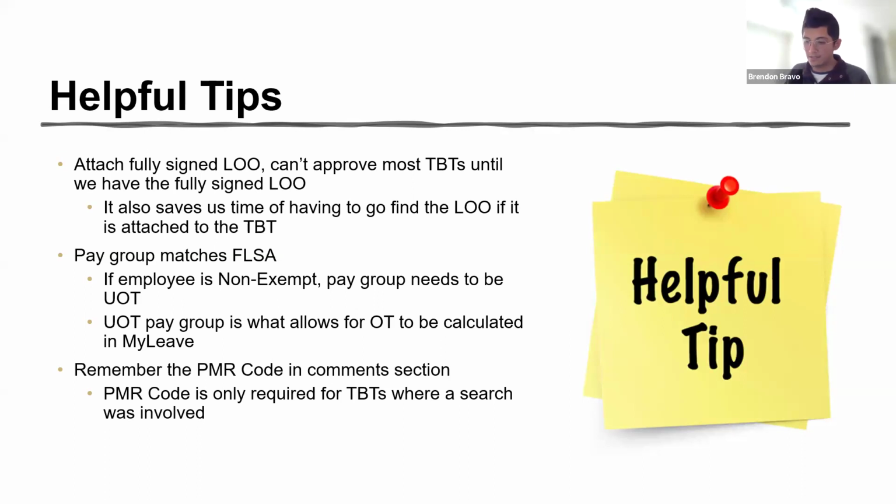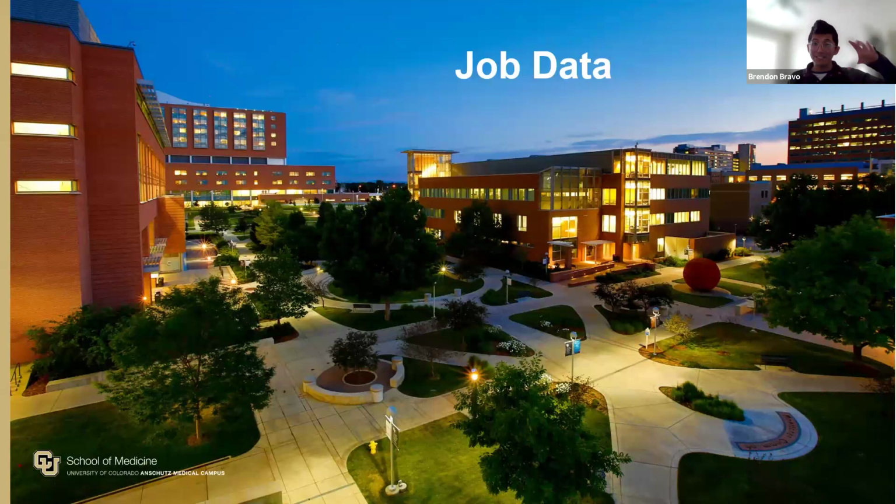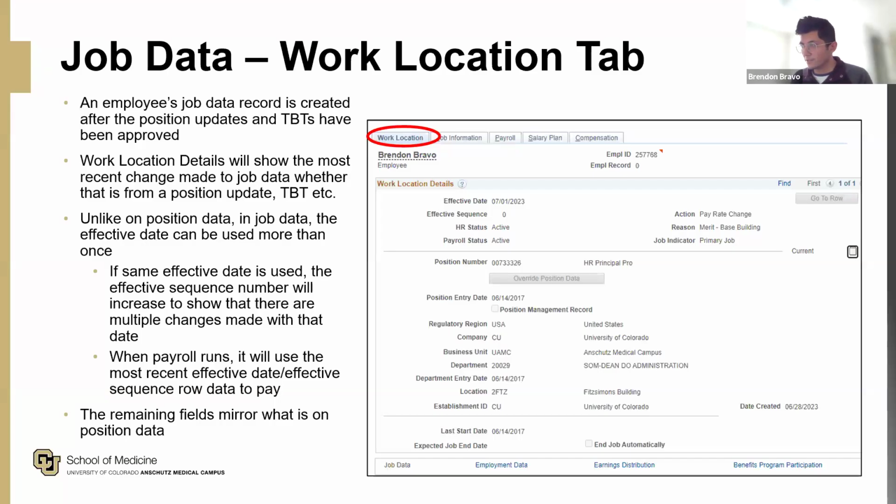I'm not seeing any more questions. Okay, sweet. So we're now going to hop on over to job data. We just did position updates and we just did TBTs. Both of those things are working towards getting it into job data, because job data is what's ultimately going to affect payroll. As with position updates, job data has 5 different tabs, and we're going to go through each tab.